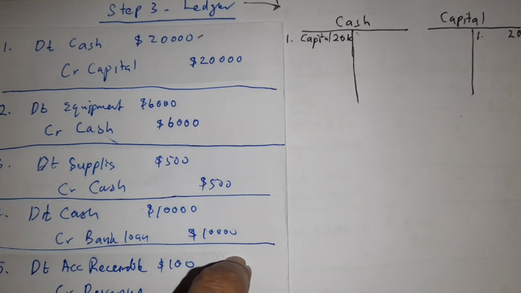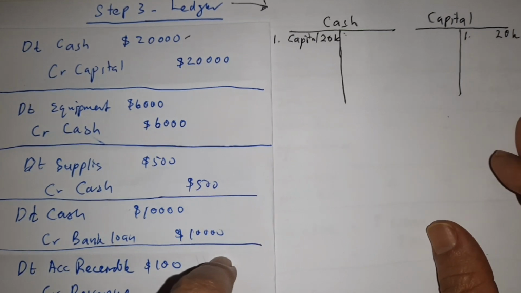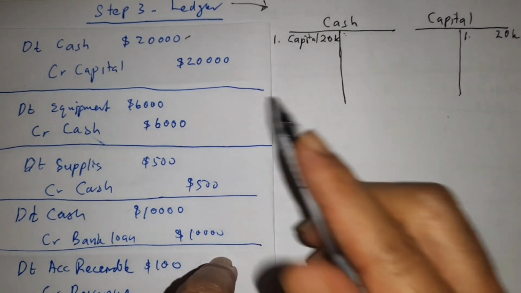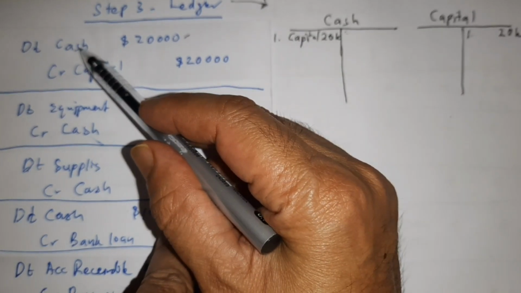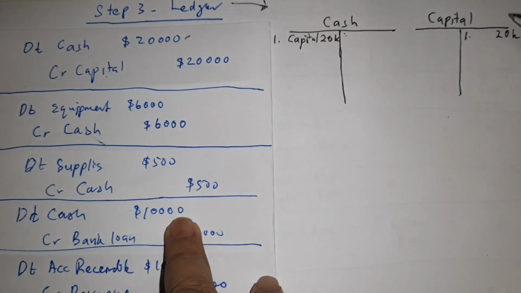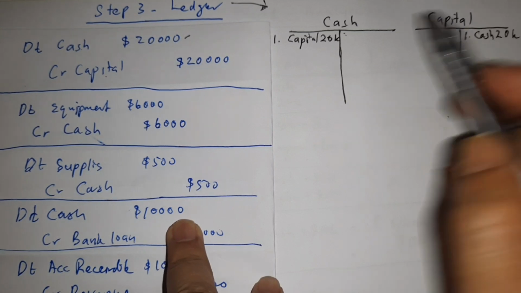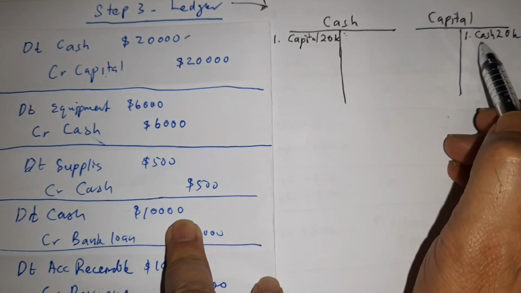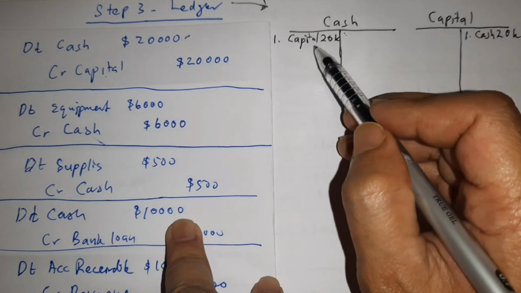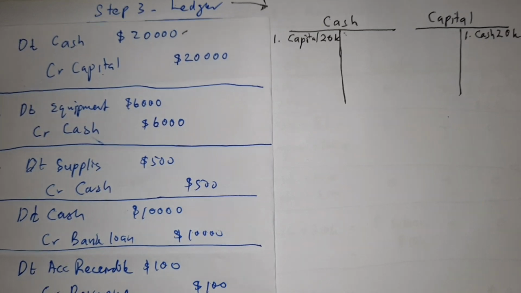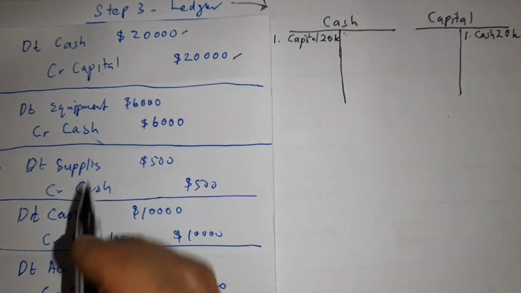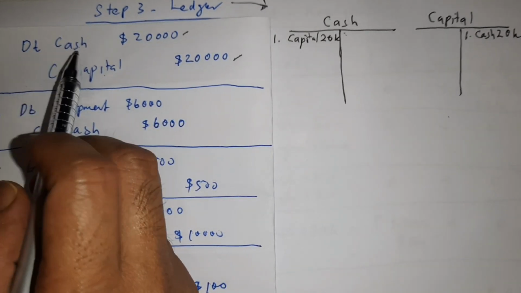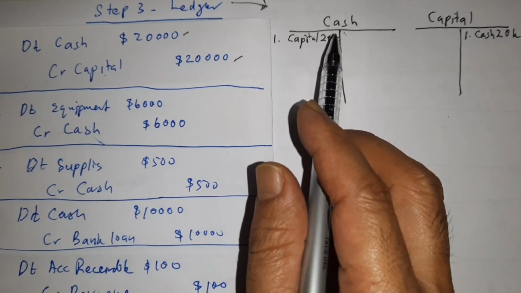20,000. Refer to which account? You refer to account cash. When you record the capital, you refer to account cash. When you record cash, you refer to account capital. So here in account capital, you credit and refer to account cash. Here cash you debit, refer to account capital. Capital you credit, refer to account cash. Okay, that is the way to do it. Journal entries for transaction 1 have been posted to the ledger.